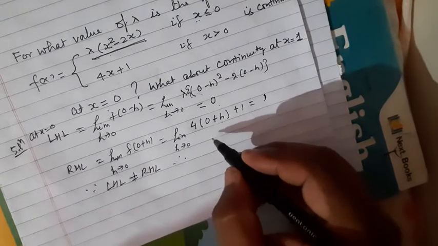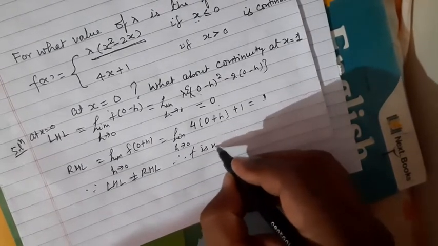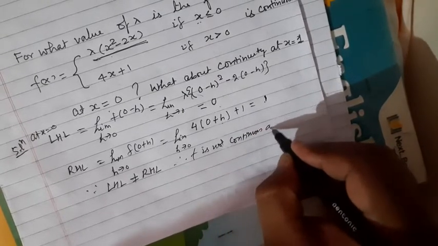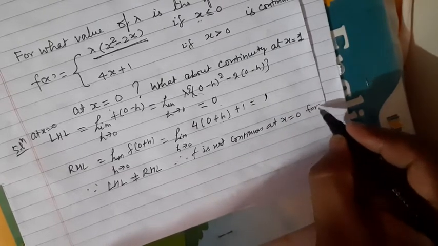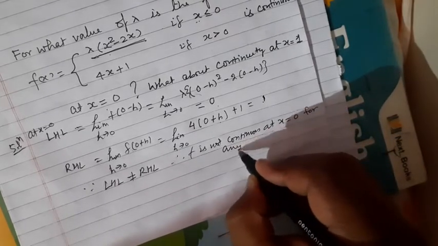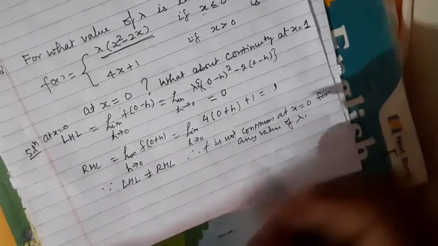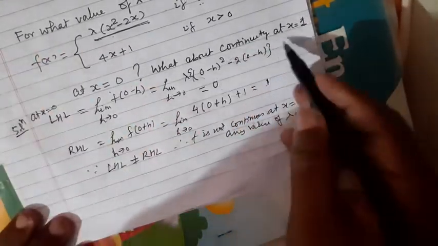f is not continuous at x is equal to 0 for any value of lambda. Now you have to check the continuity at x equal to 1.